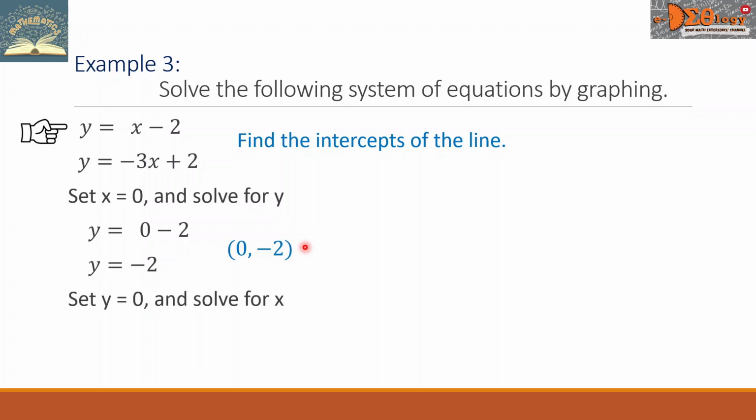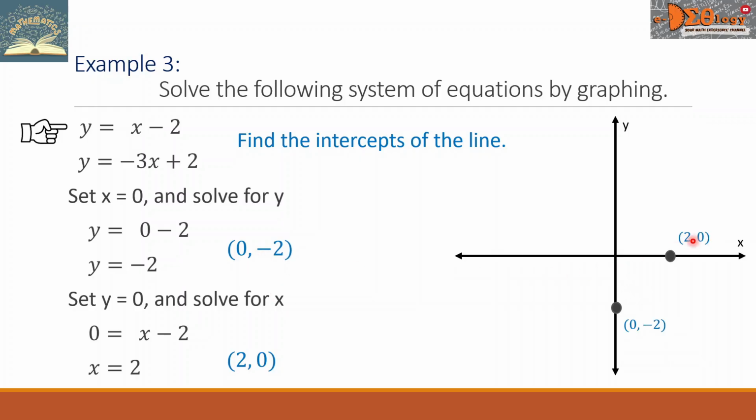Then the x-intercept, we set y equals 0 and solve for x. So this y equals x minus 2 becomes 0 equals x minus 2. We transpose the negative 2 to the left. It becomes positive, or we say that x equals 2. So the second point is (2, 0). This is the x-intercept. Let us now plot the 2 points.